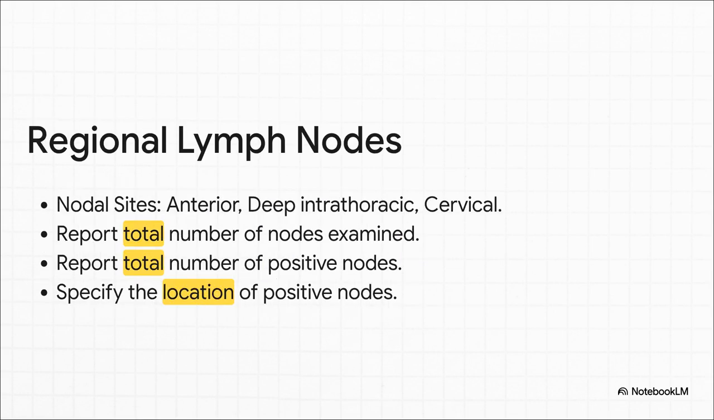And for lymph nodes, the process is just as systematic. We need to know the total number you found and looked at, and then the total number that actually have tumor. But here's the key. You also have to specify the location of the positive nodes. Are they in that anterior perithymic group right there? Or have they spread to the deeper intrathoracic or even the cervical chains? That distinction is everything for pN staging.